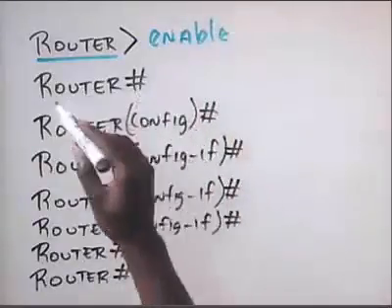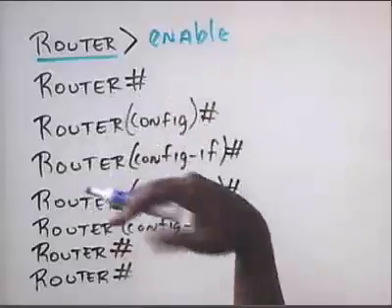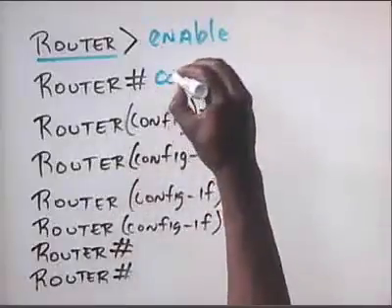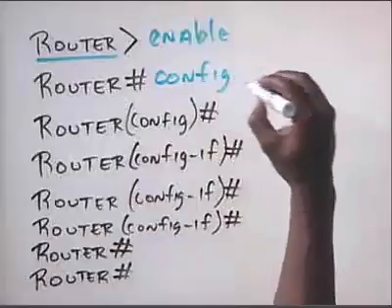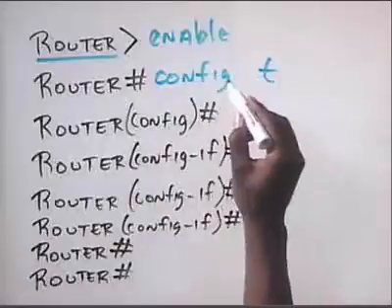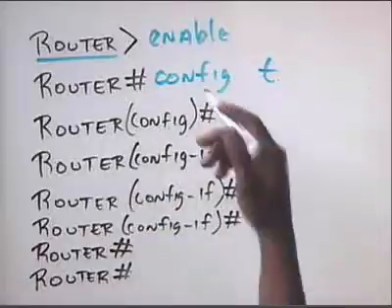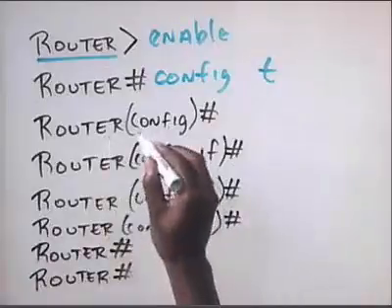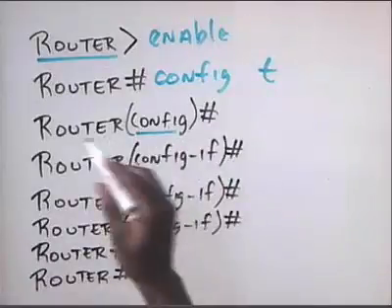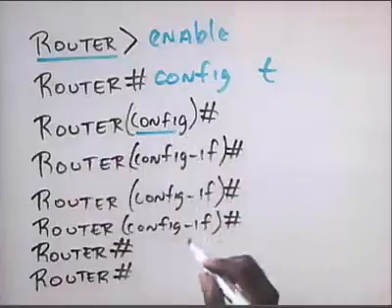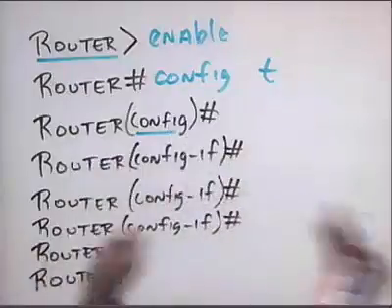mode. At the privilege mode prompt, in order to configure anything, we would have to type in the command config T or configure terminal. You can spell that out or abbreviate. This puts us in global configuration mode. From global configuration mode, then we determine what we want to configure.